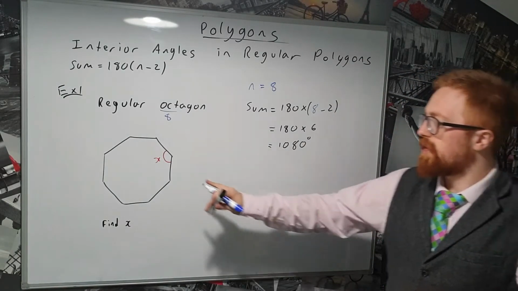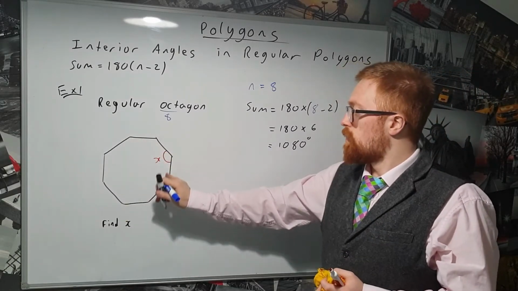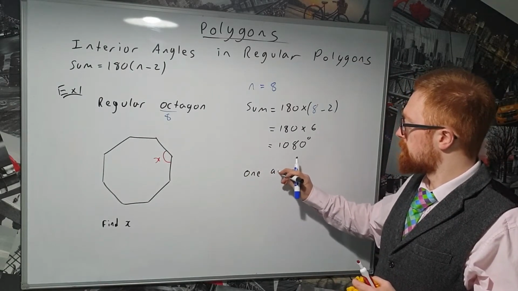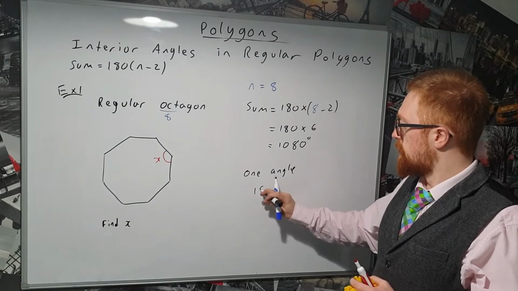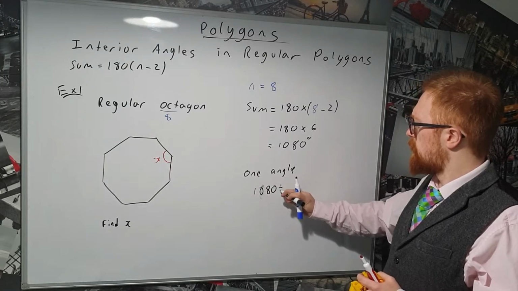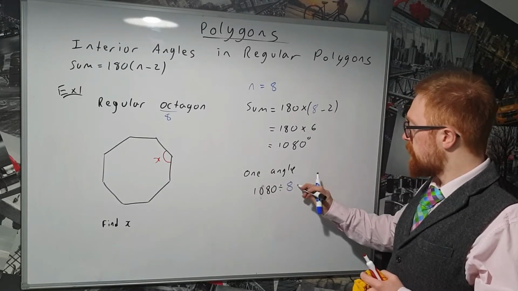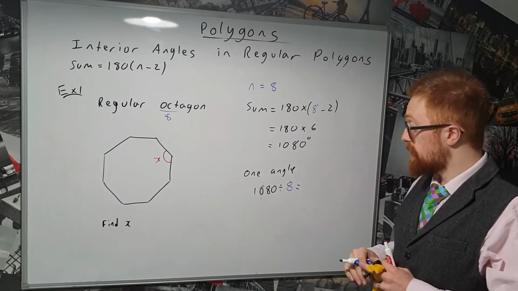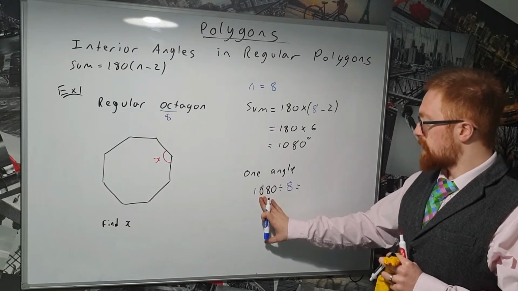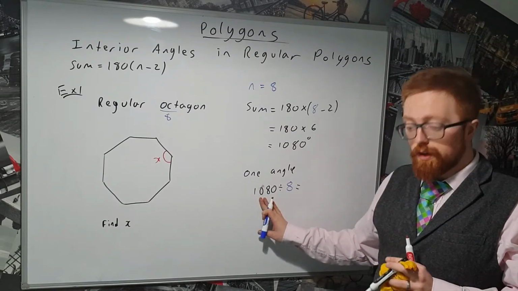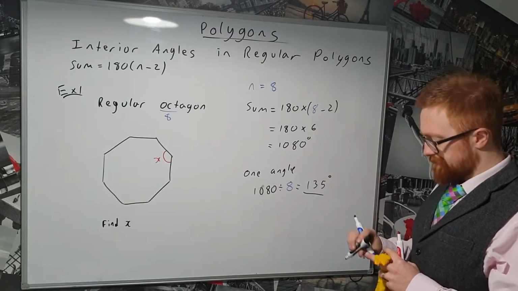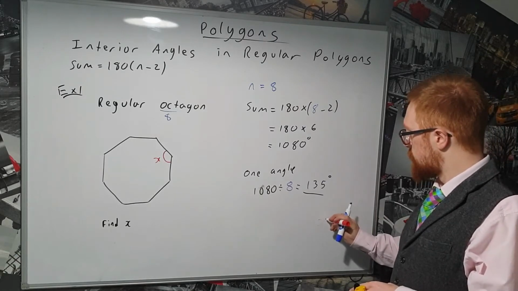So to work out what one of the angles is, because they're all the same, we can just divide it by the number of angles, which is 8. So one angle is 1080 divided by 8. Now the easiest way to divide by 8 is to half it 3 times. So half that once, you get 540. Half it a second time, you get 270. Half it a third time, you get 135 degrees.